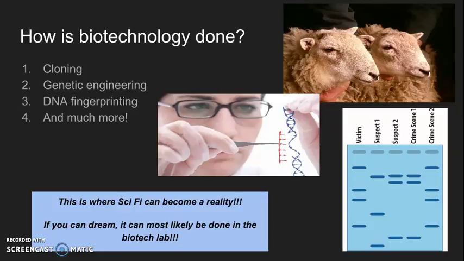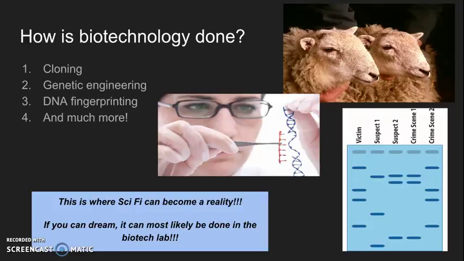Biotechnology can be done using DNA fingerprinting, which is like the picture that is towards the bottom on the right, and that's where we can use this to solve crimes and do a comparative DNA analysis to be able to identify a suspect or convict a suspect in a particular crime.